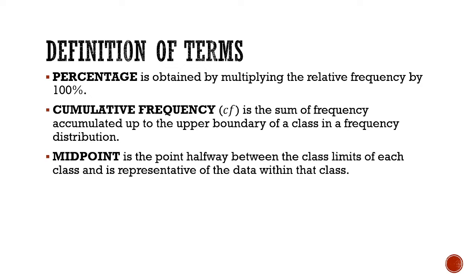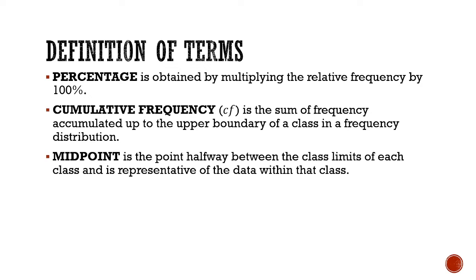It can also be the other way around. It is the sum of the frequency accumulated up to the lower boundary of the class in a frequency distribution. It can happen that way. It can be the upper or the lower boundary of the class. Alright. So next one is we have the midpoint.